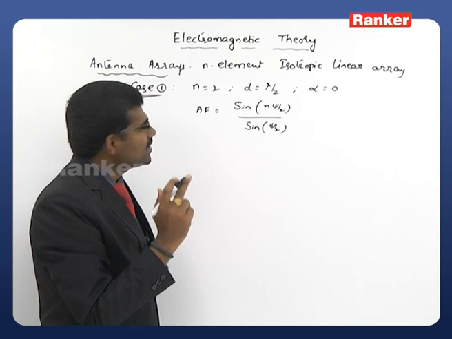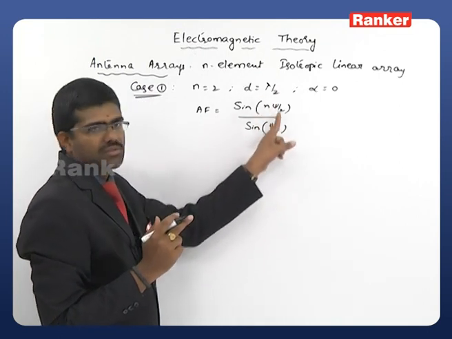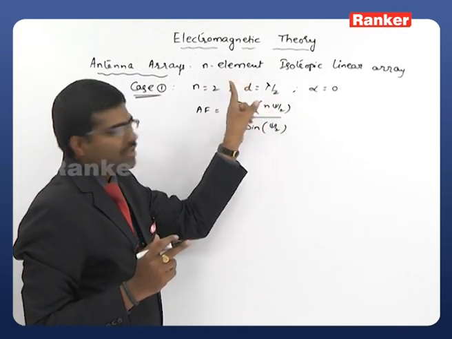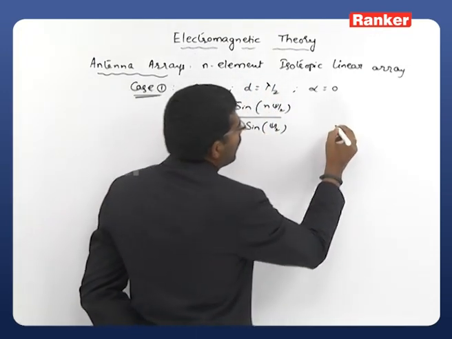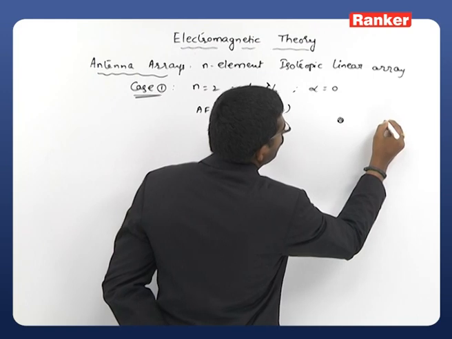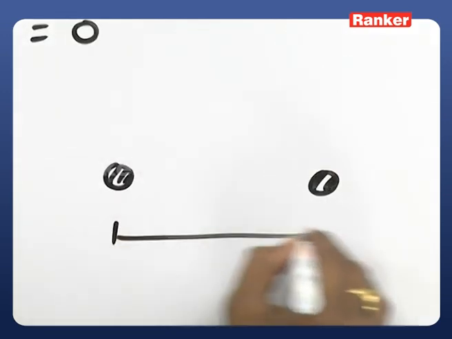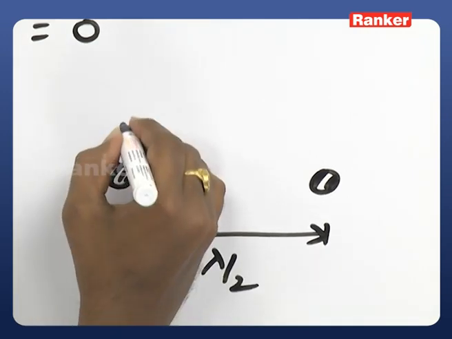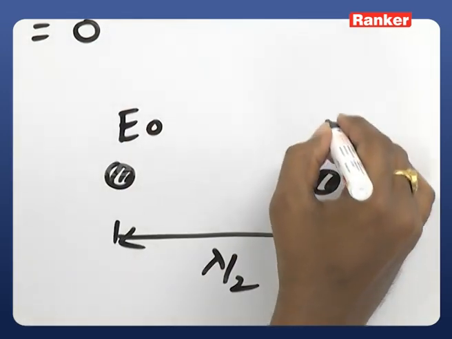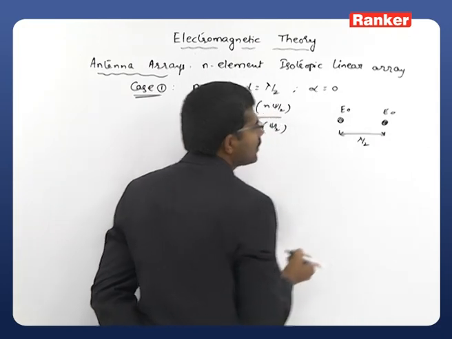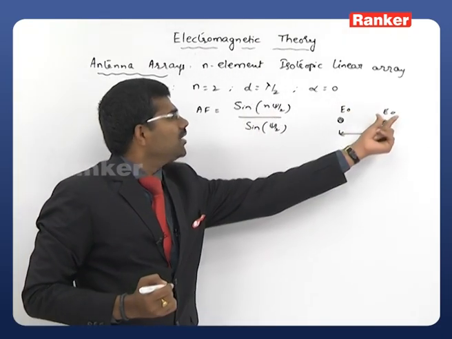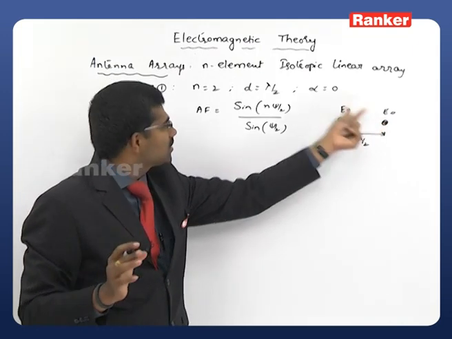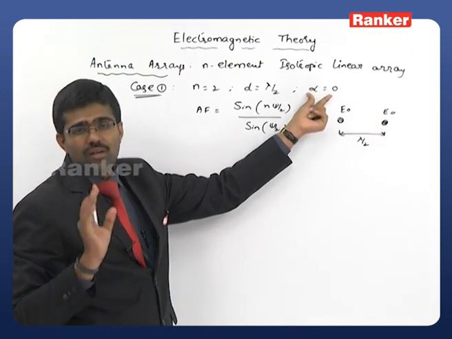Before going to the analysis, I will modify these terms using these conditions. Imagine an array of only 2 elements, where the distance between them is lambda by 2, and I am applying E naught at both. E naught and E naught mean the same magnitude and same phase. There is no phase difference, so I will consider alpha equals 0.